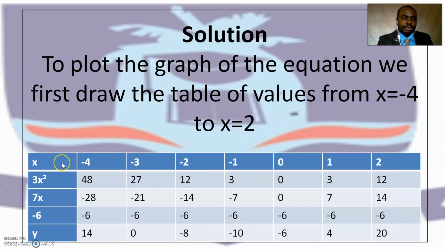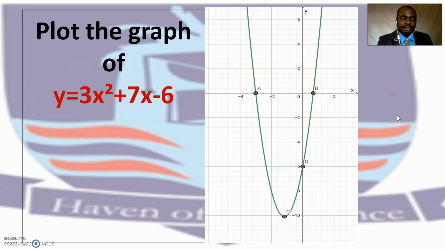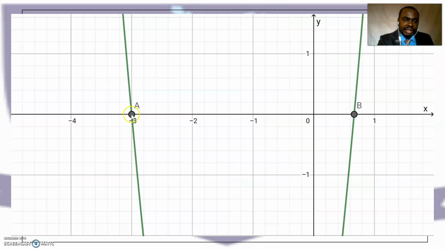Now that we have our values of x and y, the next thing will be to draw a Cartesian coordinate and plot it. As you can see, this is a U-shaped graph, and it crosses the x-axis at these points A and B. Now, for us to actually be able to tell the value of the root of the equation, we need to take a closer look at this graph. Here we can see that this line crosses the x-axis at exactly x equal to minus 3. So one of the roots of this equation is x equal to minus 3.